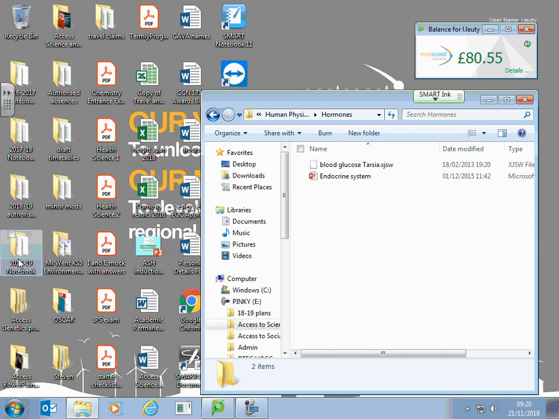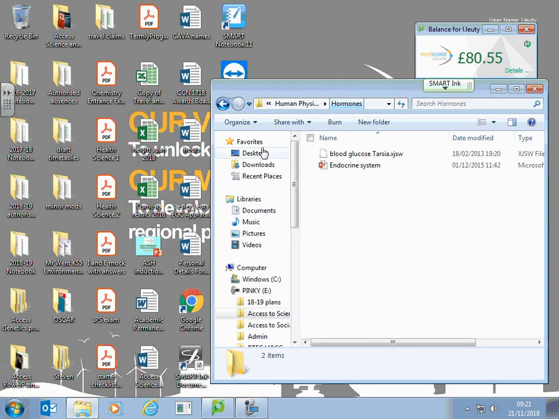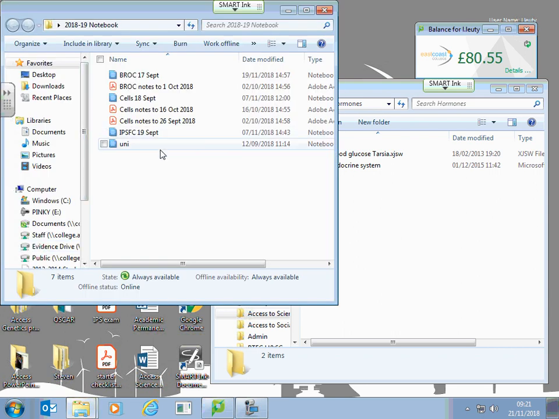So the thing with this unit is there's a lot of systems to get through, and so a lot of them only get touched quite lightly. So we'll look at the endocrine system in a little while. Just before we start, however, I want to go over a few points to do with the cells assignment.